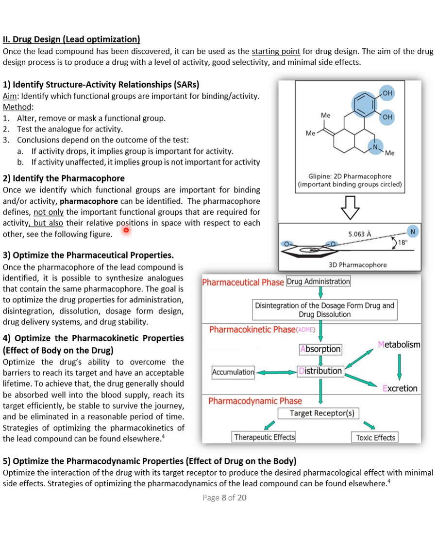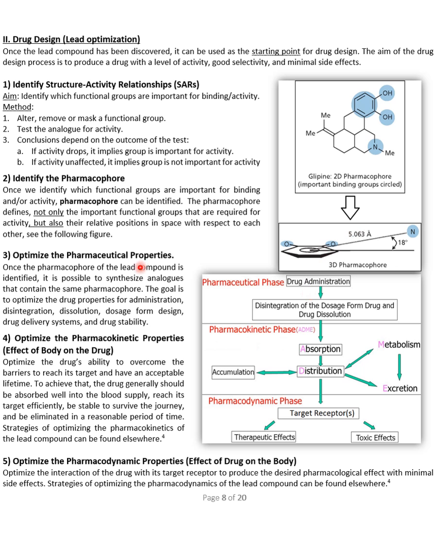Okay, so why do I need to define the structure activity relationship and the pharmacophore? Because once you do that, you could actually start to define these groups by other similar groups, and these similar groups are called bioisosteres. Don't worry about it now, we'll visit it again, but just for your own information, we could modify these groups to enhance these features.